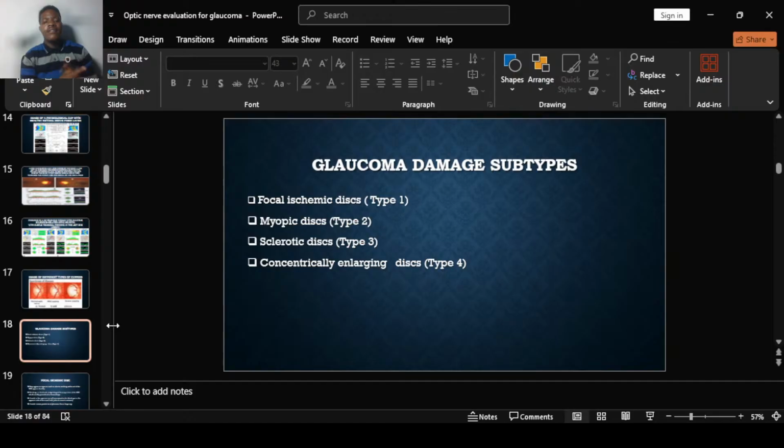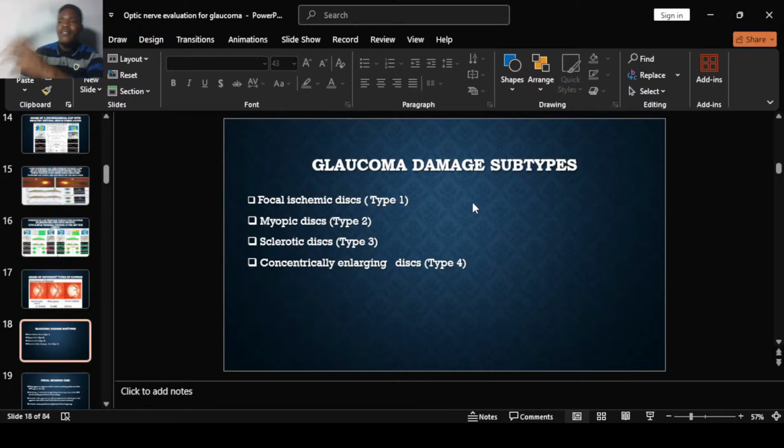So let us look at glaucoma damage subtypes. There are four types of glaucomatous damage. We have type 1, type 2, type 3, and type 4. Let us look at type 1 quickly. Type 1 is also called the focal ischemic disc. Type 2 is called myopic disc. Type 3 is called sclerotic disc, and type 4 is called a concentrically enlarging disc.